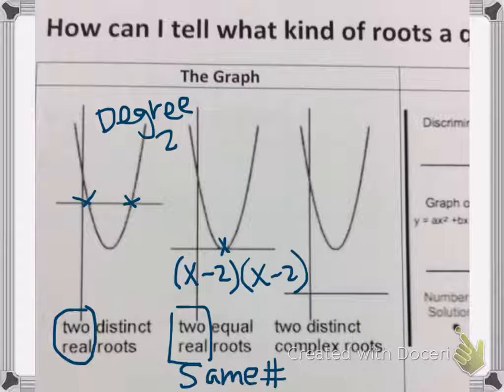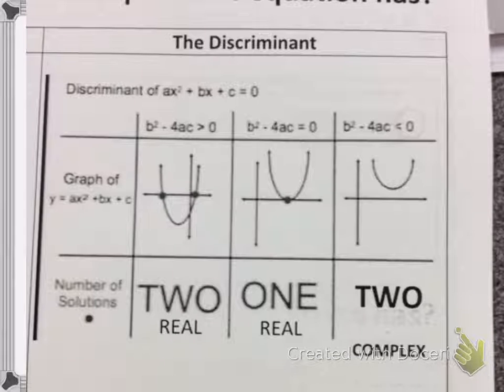When our graph doesn't touch the x-axis at all, we don't have any real solutions. We have 2 complex solutions. So looking at a graph, we can determine what kinds of solutions it has by seeing whether or not it touches or crosses the x-axis.